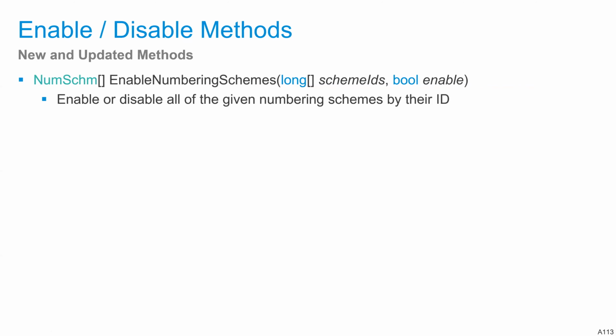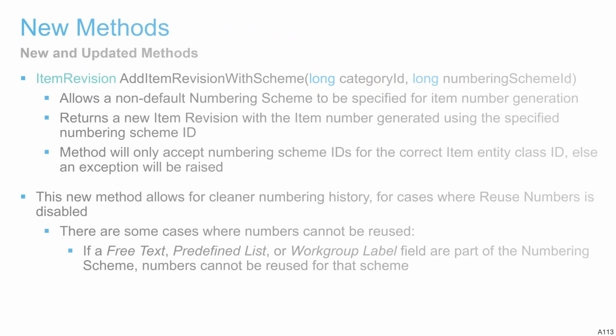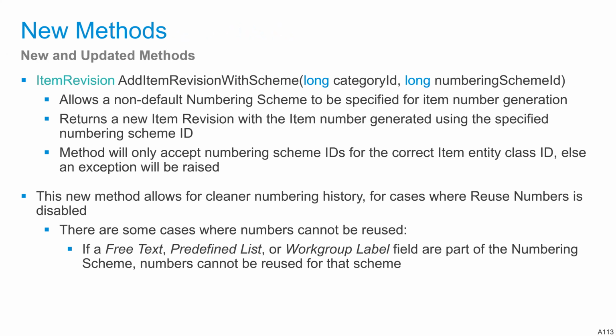Now, we also have a completely new method for this year in the API. And this one is the ability to add an item revision with a predefined numbering scheme. So here we've added one more parameter. In addition to the category ID, you can now define the numbering scheme ID. And then item revision will generate a number with that scheme ID.